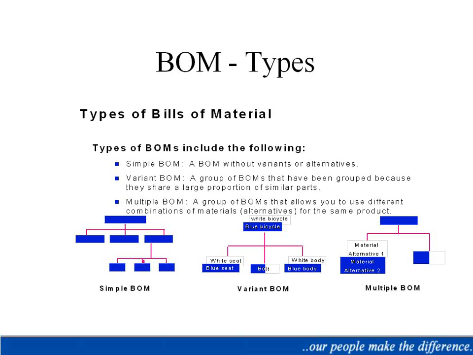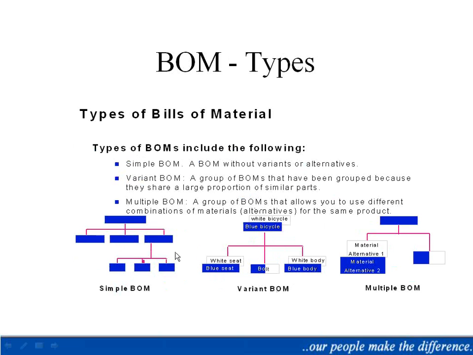So the difference between the variant BOM and the multiple BOM is that in the case of the multiple BOM, my final product remains the same. Only the components are changing. Whereas in the case of the variant BOM, my final product is also changing with changing some of the inputs. Able to follow me?